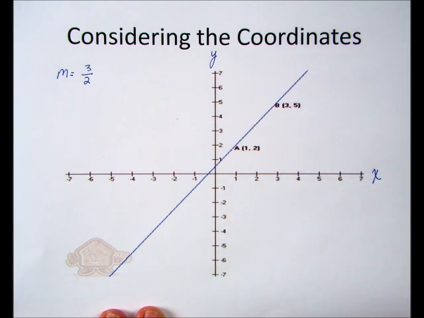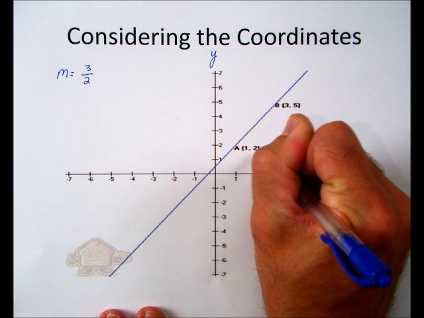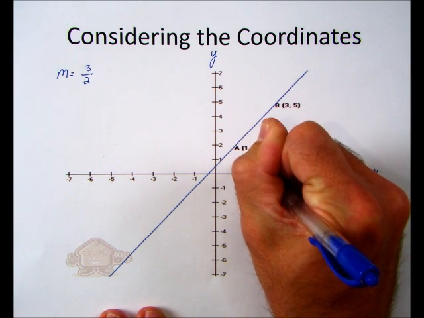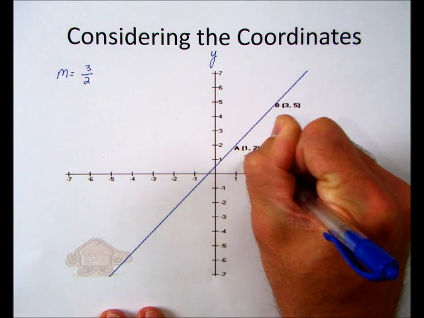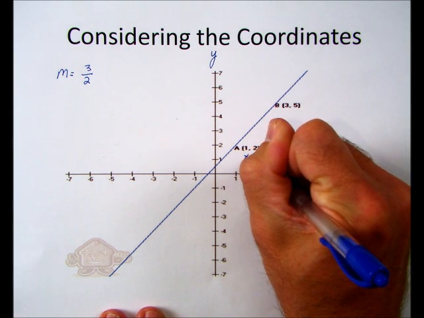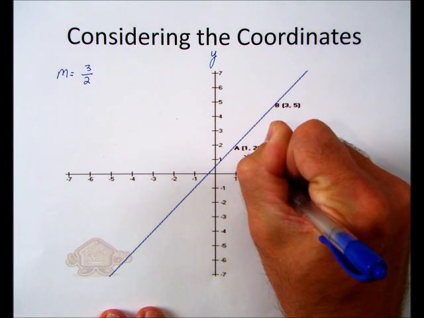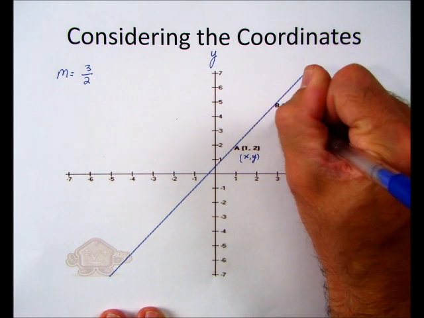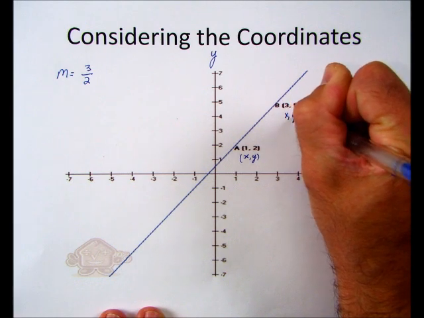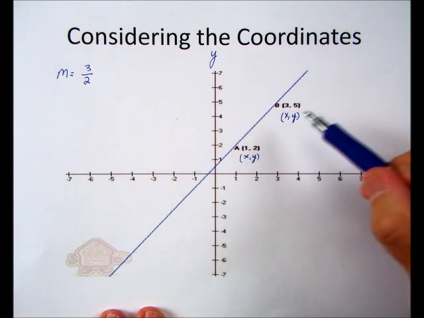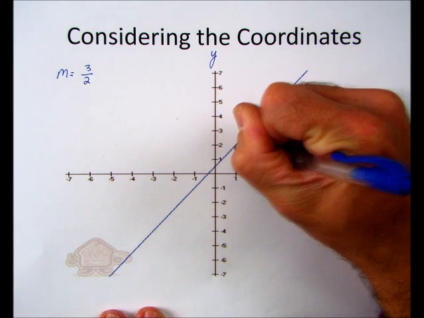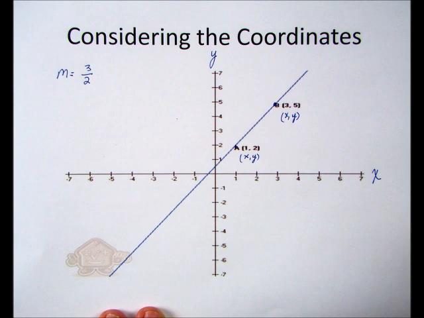X axis. Now, on our coordinates, it should be easy to remember that the X comes first because in the alphabet, X comes before Y. So the first number is X, the second number is Y when you're talking about the coordinate location of a point on a graph.